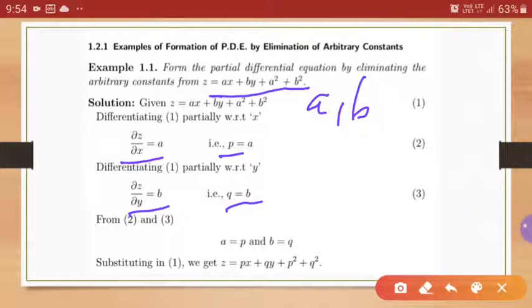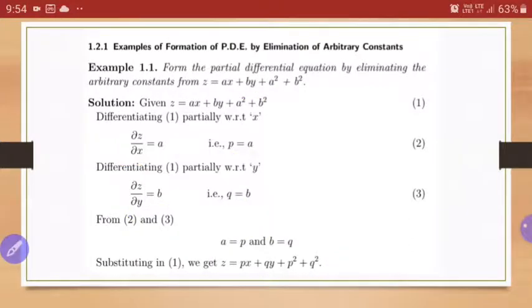Next, from equations 2 and 3, p is equal to a and q is equal to b, we put both in equation number 1. So a is equal to p and b is equal to q, and z is equal to px plus qy plus p square plus q square. This is the partial differential equation, because it is z equal to del z by del x into x plus del z by del y into y plus del z by del x whole square plus del z by del y whole square. So this is a partial differential equation of order 1.